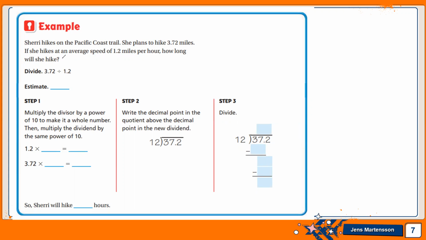Now, they told me that Sherry plans to hike 3.72 miles. So the number of miles is 3.72. Then she hikes at an average speed of 1.2 miles per hour. So her speed is 1.2 miles per hour. Let's give you now a small example.